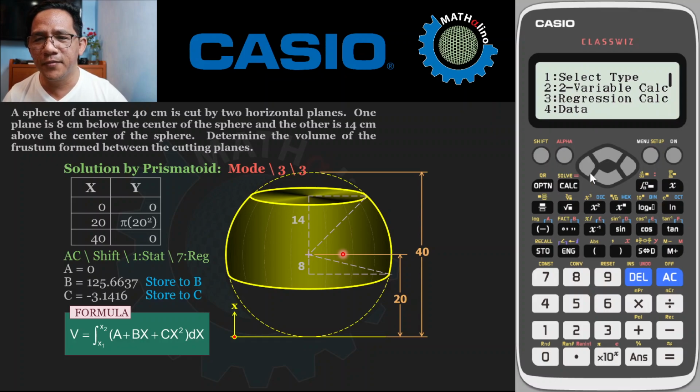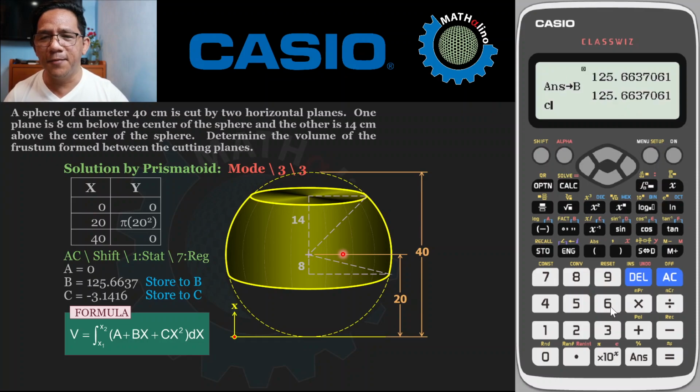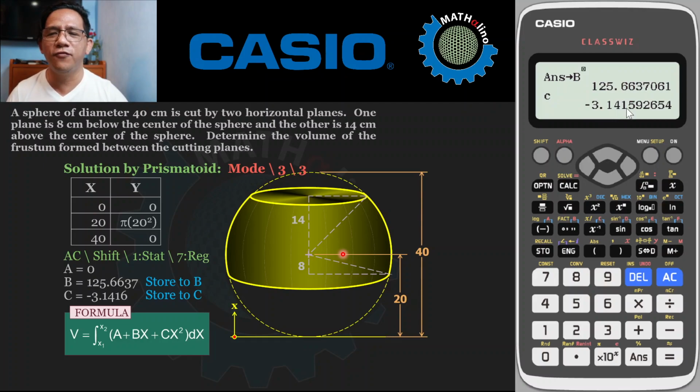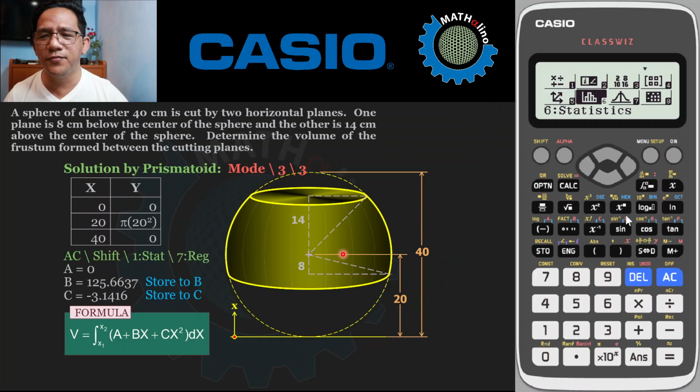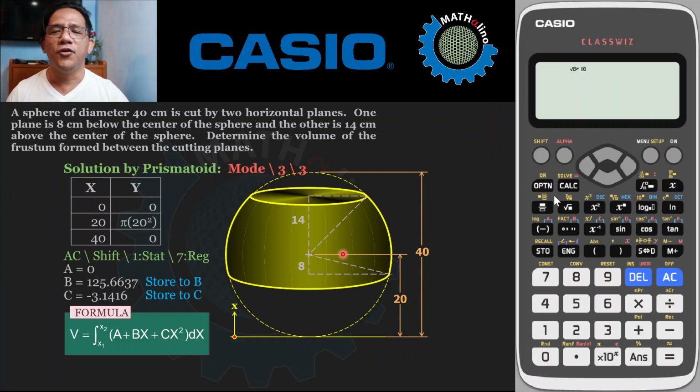Again, option, downward arrow, regression, number 4 again. C, that is number 3. Then store this value of number 3. That is negative 3.14159, that's negative pi. Then store to C. All right, our value of C is already at memory address C. We can go out from the stat mode. Let us go to mode 1, the normal calculations.